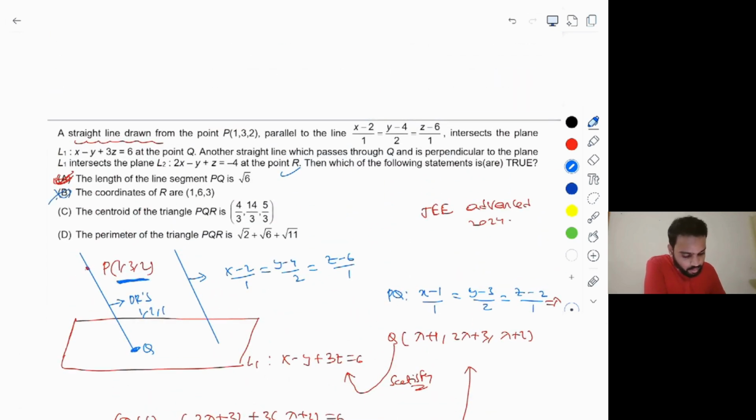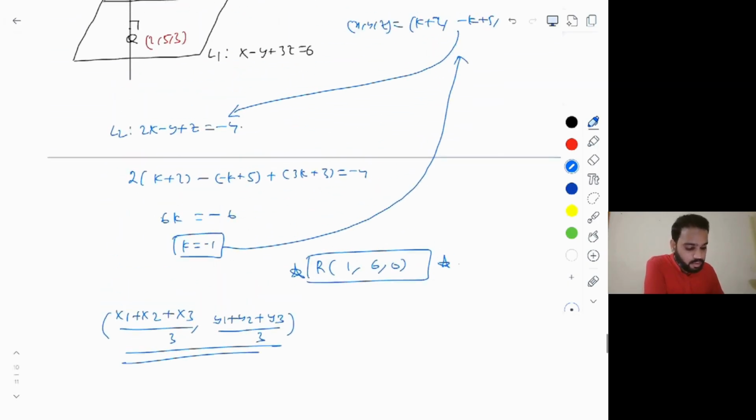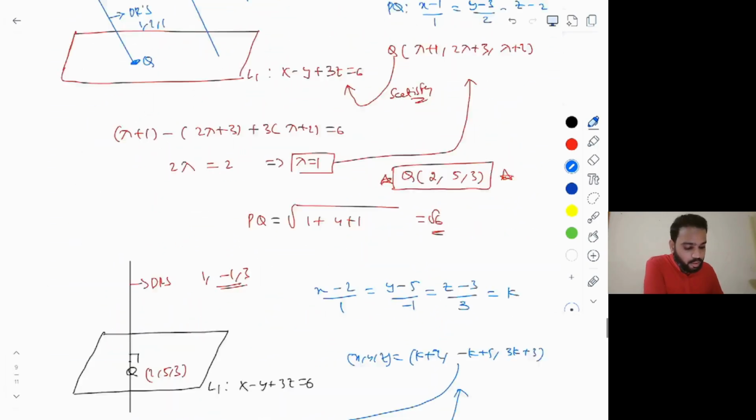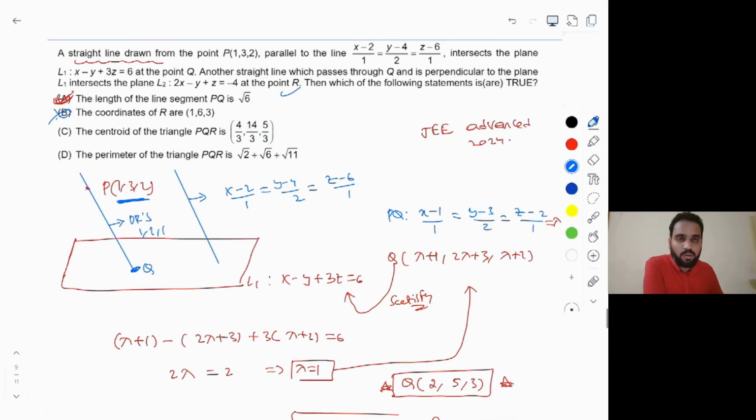And then we have to find out the centroid of the triangle PQR for option C. But you know the formula, right? In a three-dimensional coordinate system, the formula to find the centroid is ((x1 + x2 + x3)/3, (y1 + y2 + y3)/3, (z1 + z2 + z3)/3). So this will give you the centroid. Since you know all the 3 points, right? Point P is given to you, Q and R we just found out, and you know how to verify option C. Now I'm going to leave the solving part to you because it is very simple.